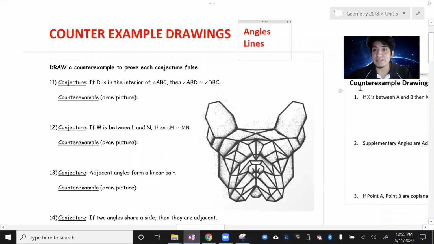Hello, everybody. So in this video, we will go ahead and discuss the unit of logic, but additionally with it the examples of drawings. So we want to draw counterexamples, and it's one of the emphases I want to give in this video. When you're drawing a counterexample, you have to draw something that makes it false.